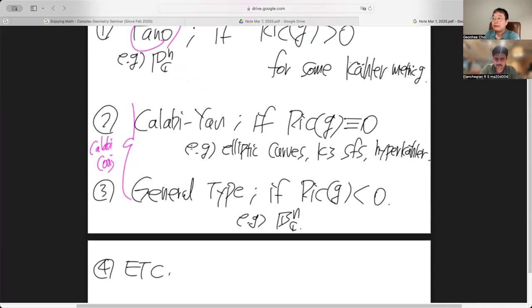In the case of Calabi-Yau and general type, there is no topological obstruction to solving the Monge-Ampère equation, so we can always find the Kähler-Einstein metric. So the context is now changed, in the sense: can we extend the smooth Kähler-Einstein metric to the singular Kähler-Einstein metric? That's one context.